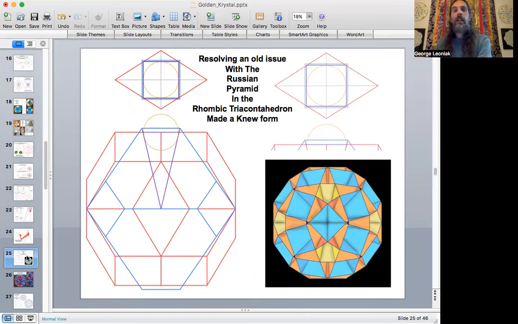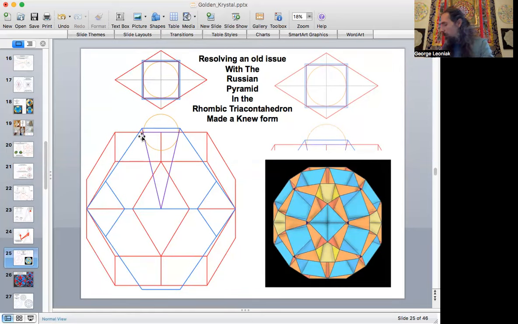Let's go ahead and take a look at one little issue I wanted to resolve with the Russian pyramid in the triacontahedron. Now, the rhombic triacontahedron is this 30 diamond shaped form. And if you check out my Russian pyramid videos, I talk a lot about this. There was always an issue that the cone fit perfectly inside the opening at the top of the form. The cone didn't have an issue on the rhombic face, but the base of the pyramid did.